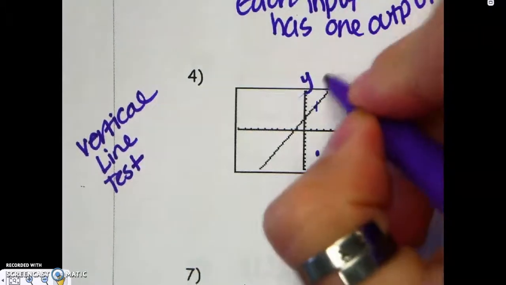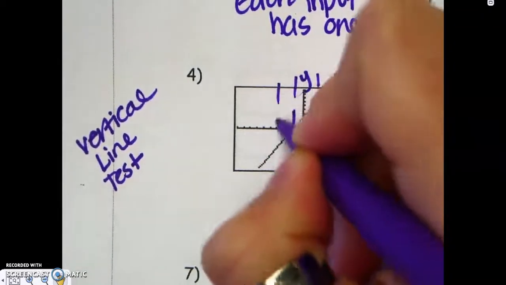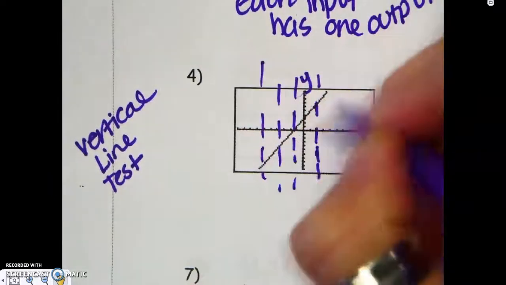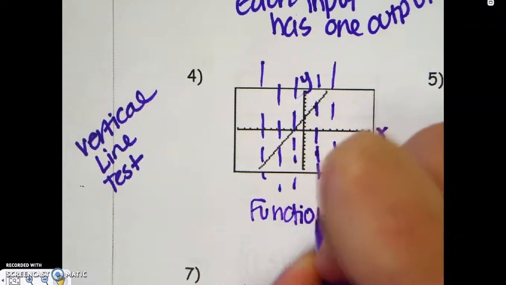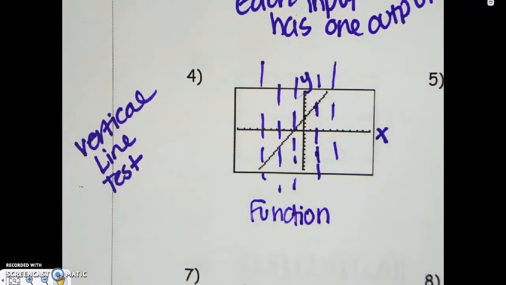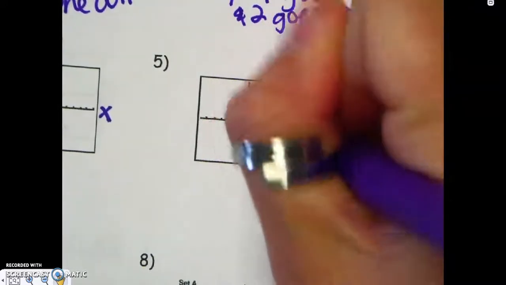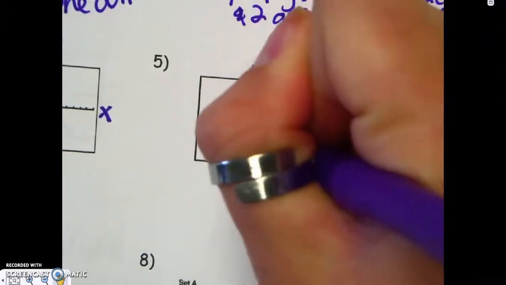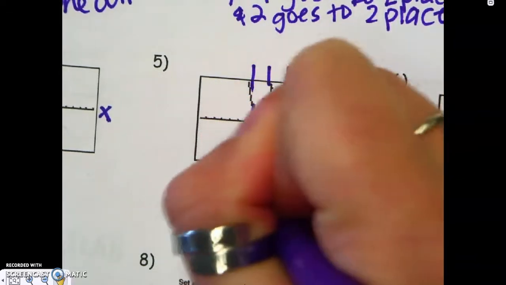Okay? So if I can draw a vertical line anywhere on my graph and only hit it one time, it's a function. And that's because each x only has one y. Again, for number 5, even though it's curved, if I draw a vertical line anywhere, it will always only hit one time, no matter where I draw it. So again, this is a function.